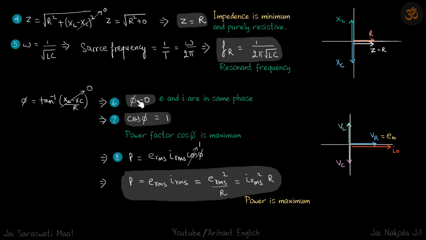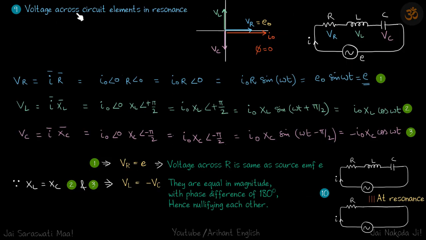Again, phi is 0, so current is on the same axis as E naught. Phi 0 also means that these two components are equal and opposite. We are going to see VL again in the next slide in detail. So here VL and VC are equal but opposite in direction, and VR is equal to E naught. Now let's see the next point, voltage across circuit elements in resonance.